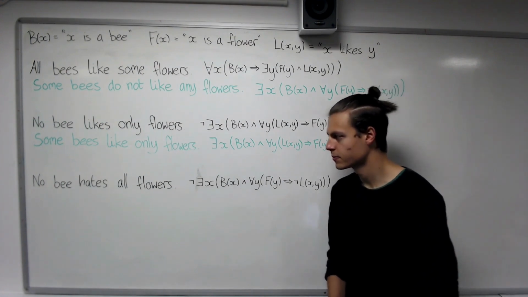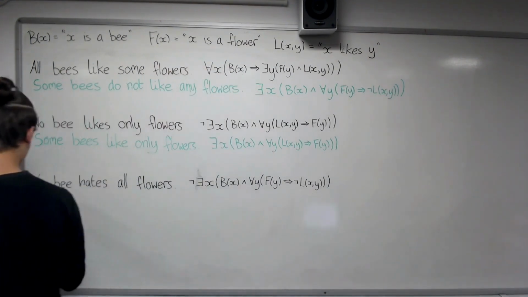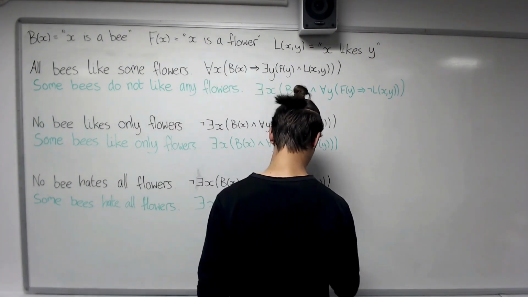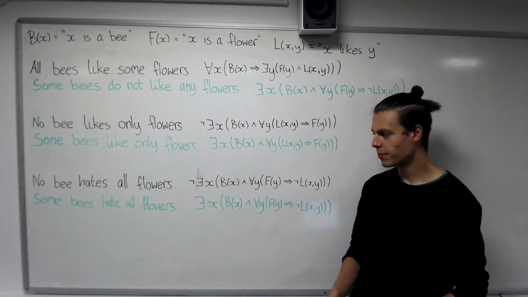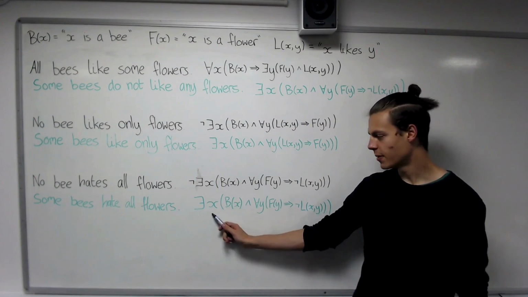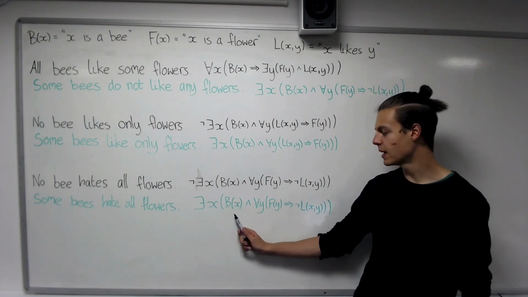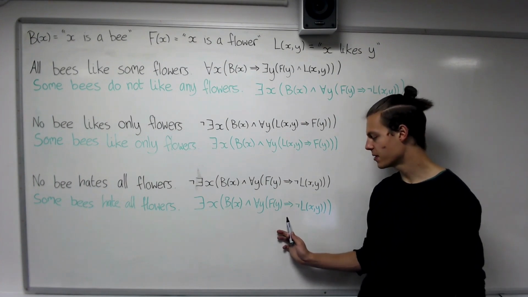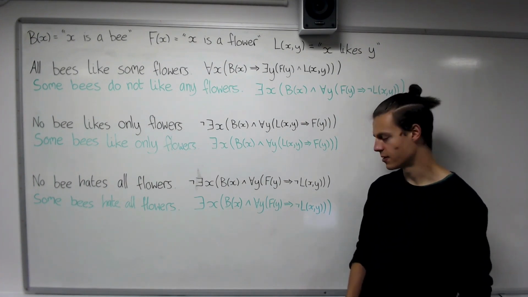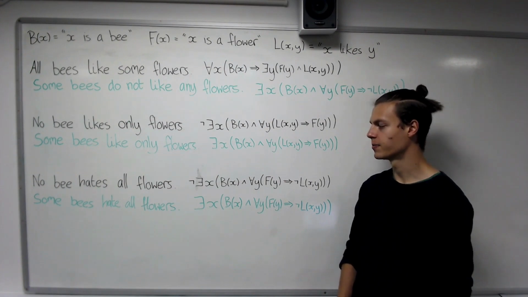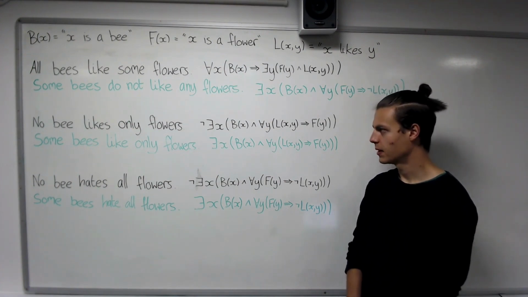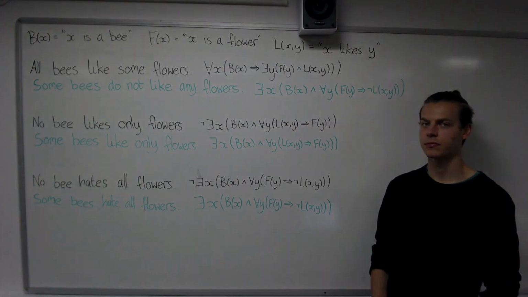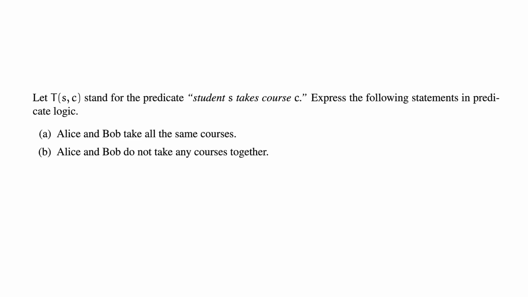Yeah? So some bees hate all flowers. There is some X such that X is a bee, and for all things Y, if Y is a flower, then X does not like Y. So there are our three statements negated.